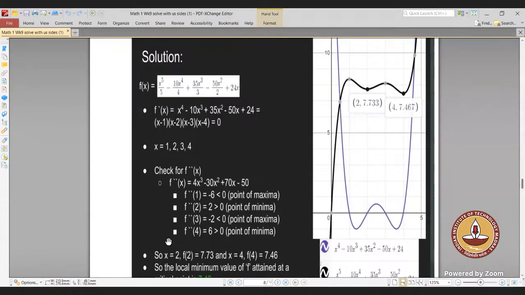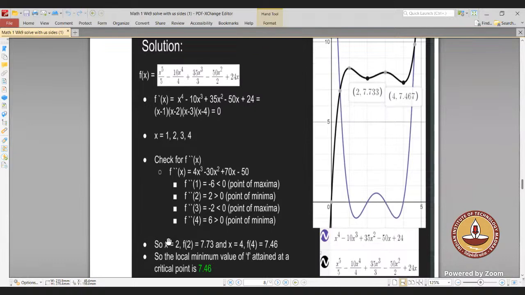2 and 4. Now, as I said, we just substitute x is equal to 2 in the f of x equation. So we get 7.73, and x is equal to 4, f of 4 is 7.46. So the local minimum value of f attained at the critical point is 7.46. So everyone got this question?